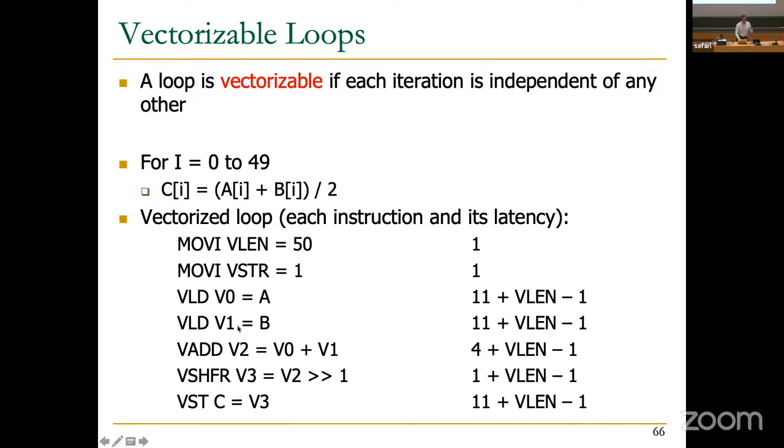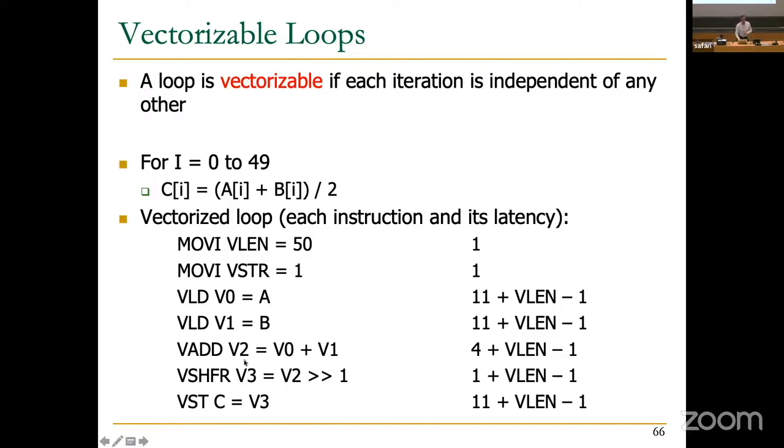The core of your program will still be this instruction. The next instruction is a vector load. Basically, load the elements of array B into vector register 1. The next instruction is a vector add. Add vector register 0 to vector register 1. Put the result into vector register 2. Again, the first result will be available after 4 cycles because that's the latency of the adder. And then the remaining 49 results of the addition will come in 49 consecutive cycles, vector length minus 1 cycles.